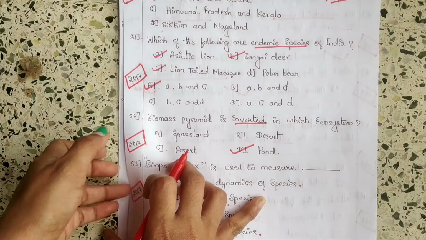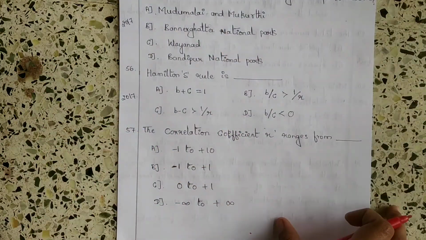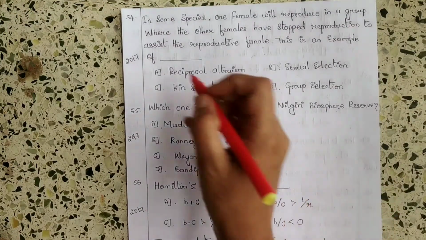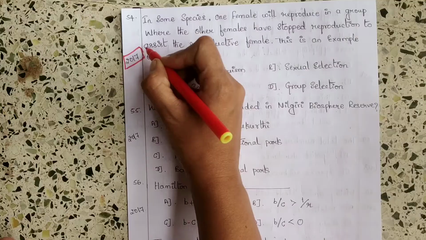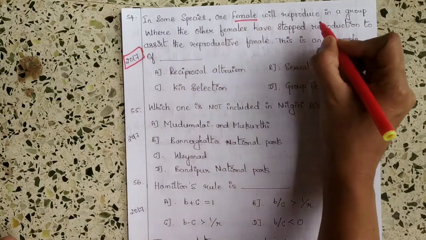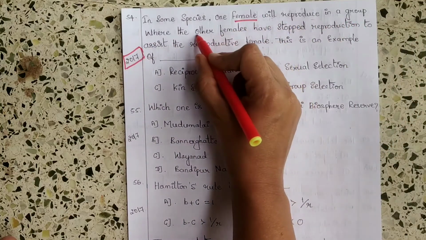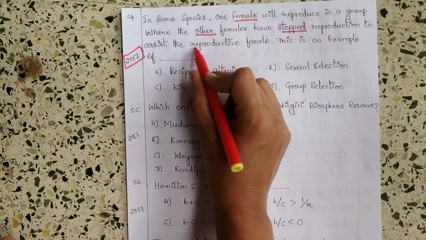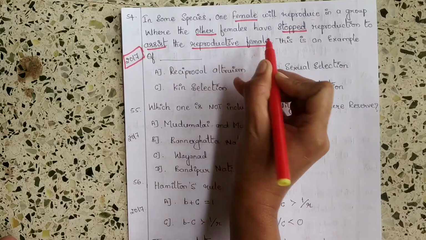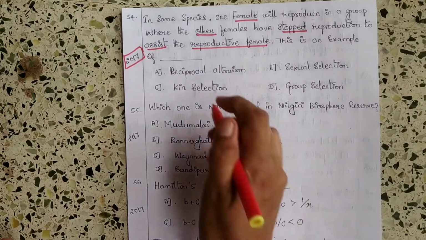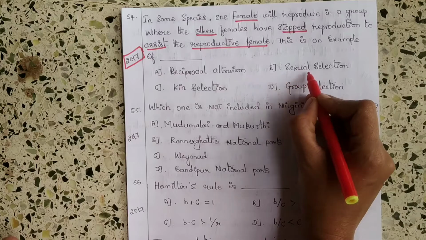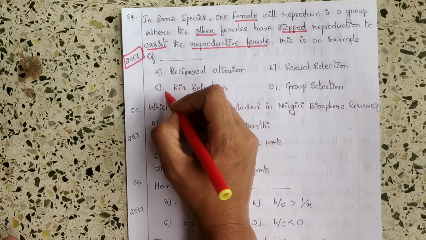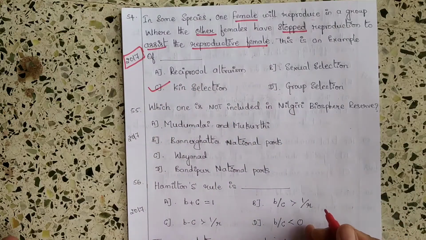Let us move on to the next question, which is the 54th one, asked in the year 2017. In some species one female will reproduce in a group where the other females have stopped reproduction to assist the reproductive female. This is an example of option A reciprocal altruism, option B sexual selection, option C kin selection, option D group selection. The correct answer for this is option C, that is kin selection.